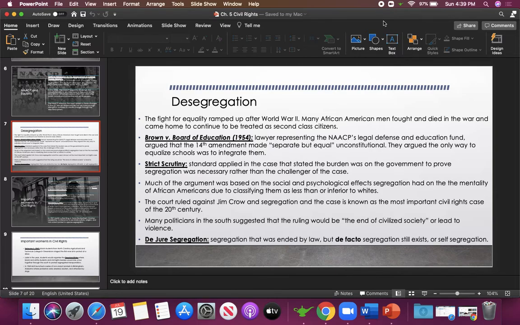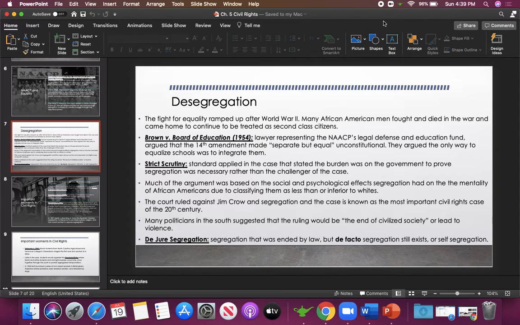And of course, as people are wont to do, many of the politicians of the day, the Southern politicians, say that ending segregation will be the end of civilized society and the country is going to fall apart and descend into violence. Well, it does, but most of the violence is enacted by white Southerners, not African Americans.